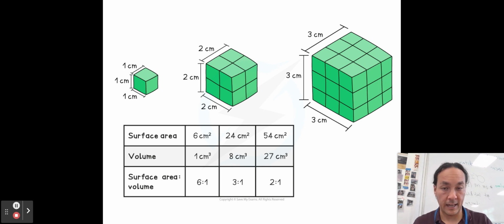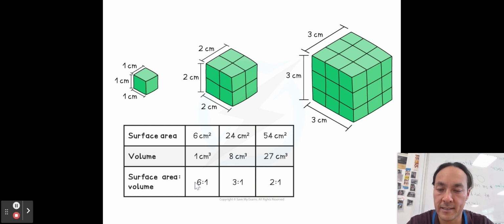As an object gets larger, so this is a cube, we go from 1 by 1 by 1. If we go to 2 by 2 by 2, it'll have a larger surface area, but the volume increases at a quicker rate. It's because volume is to the third power, whereas surface area is to the second power. So the surface area to volume ratio of this 2 by 2 by 2 cube is smaller than the surface area to volume ratio of this 1 by 1 by 1 cube.